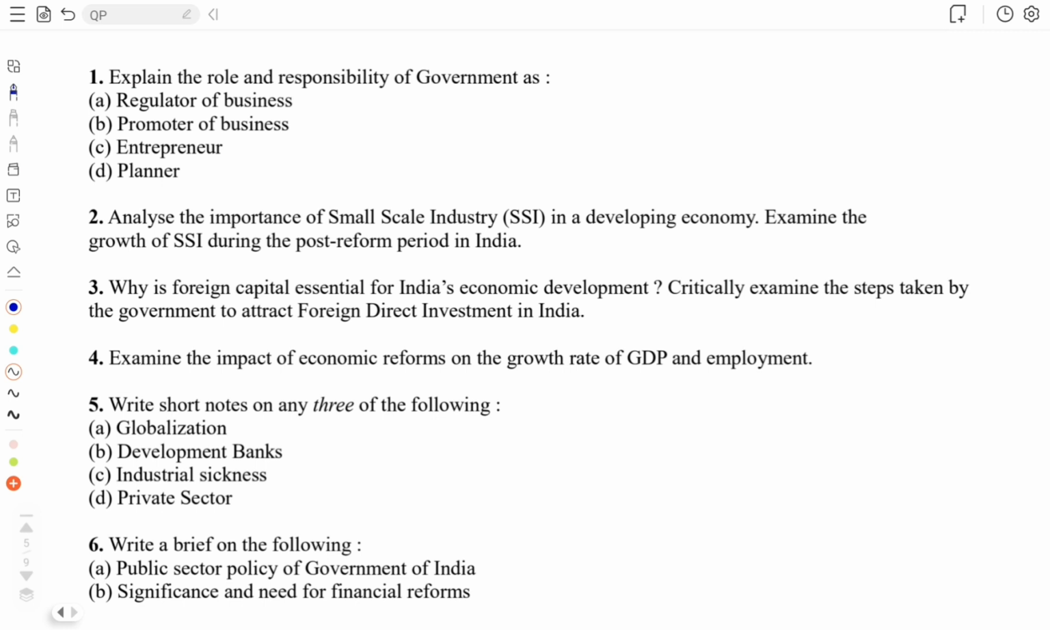As a promoter of business: transportation development, canal, tube well, PWD, cess, all these things. As an entrepreneur: making investments, nationalization, or such things you can write. As a planner, it provides 5-year plans and various initiatives to help participation of people in the economy, right?